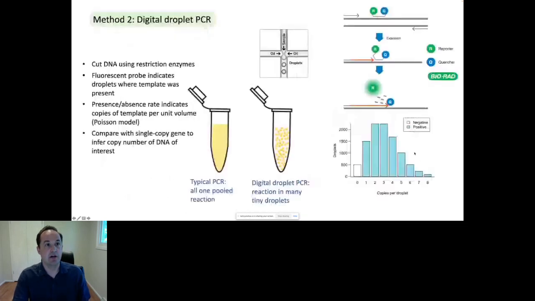And so we did want a separate method as well, and so we used digital droplet PCR. In this method, you cut DNA using restriction enzymes, and then essentially do PCR in each droplet separately. And then the presence or absence of your template will show up. You can fit a Poisson distribution and find the average copies per droplet.